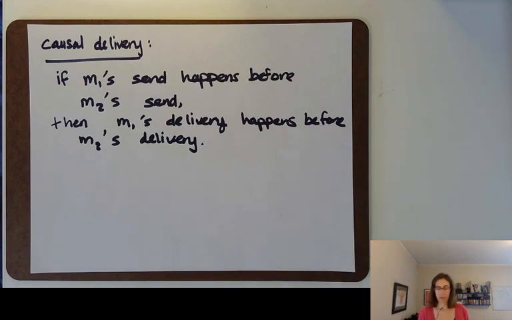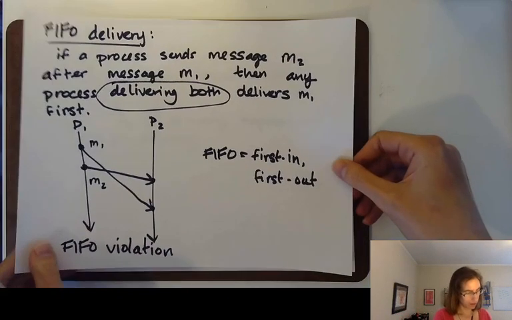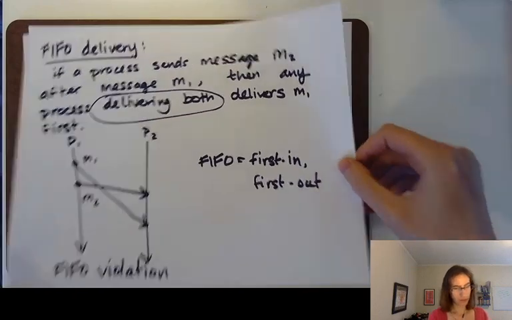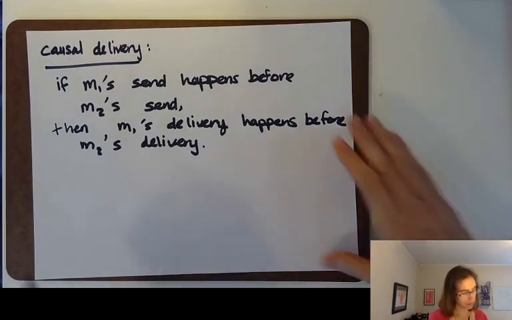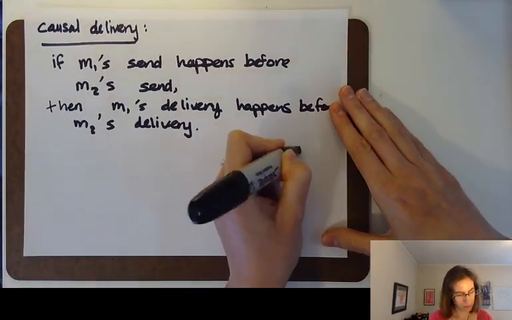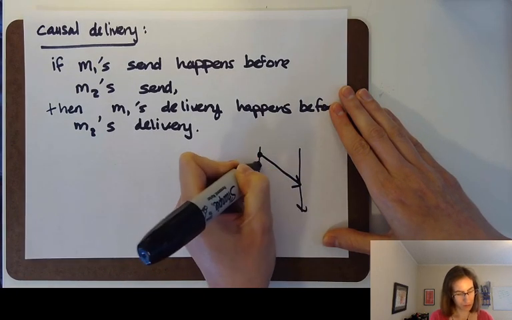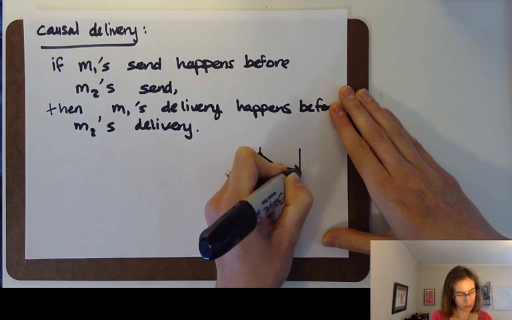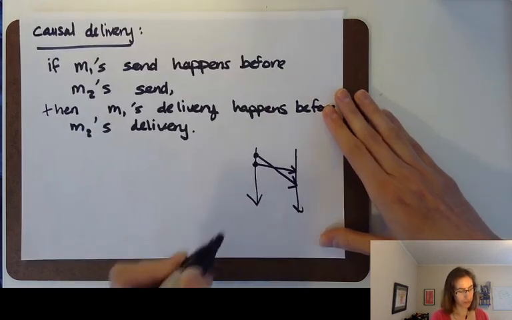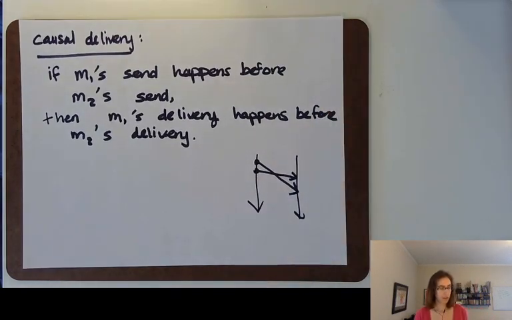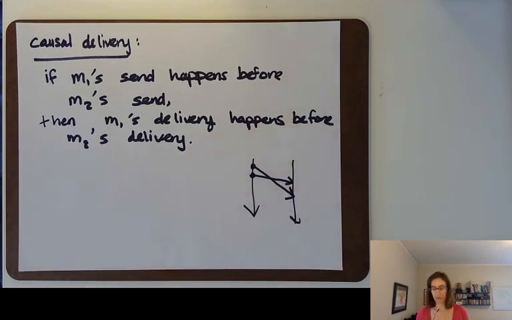So going back to that FIFO anomaly, or actually I can just draw it again here. We know this is a violation of FIFO delivery. Is it also a violation of causal delivery?